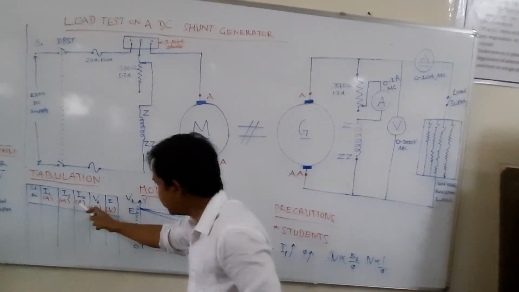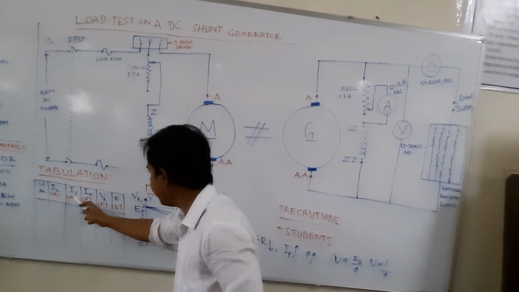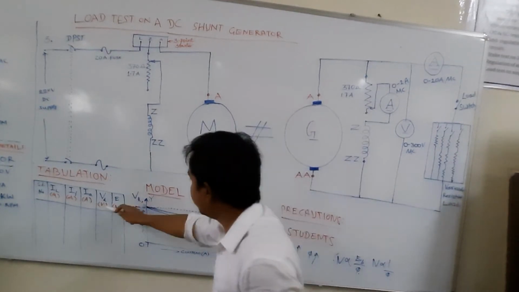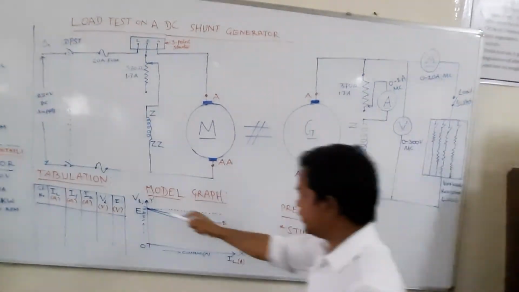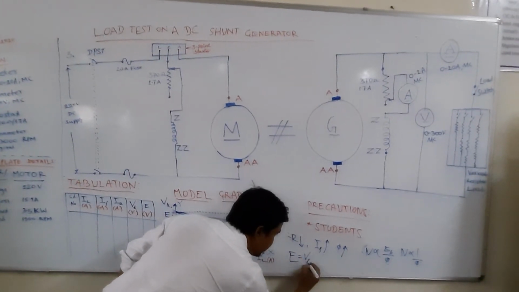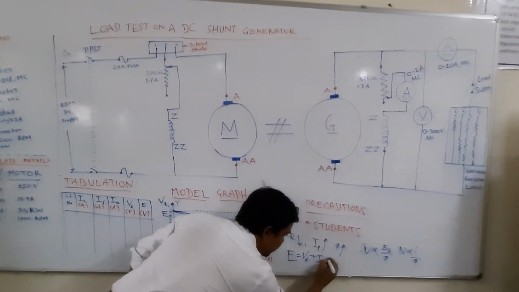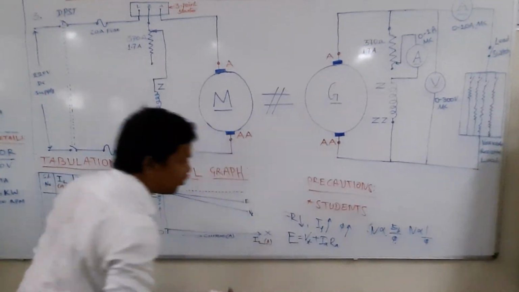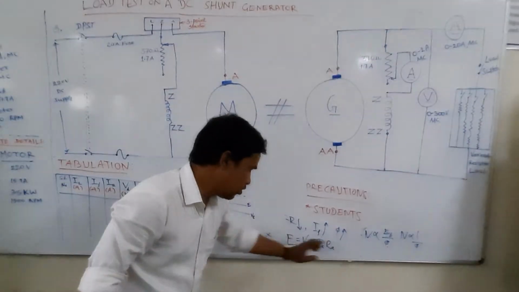Then I_A. I_A is, I hope you know, I_L plus I_F. Then V_T, which this meter will give you. Then E. How to find E? The formula is E equals V_T plus I_A R_A. To get R_A, again we will do an experiment to find out R_A. We'll see that one.